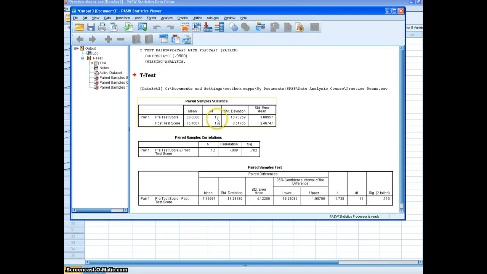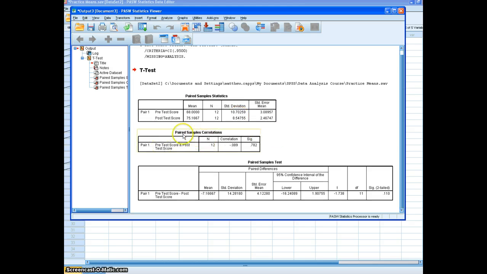Now, we had 12 students who were classified as low SES. Here's their average score on the pre-test, average score on the post-test. We're not doing anything with this right now, so we're not going to worry about that. What we wanted to know is whether or not there's a significant difference between the pre-test and post-test. The primary number that we're interested in is this right here.